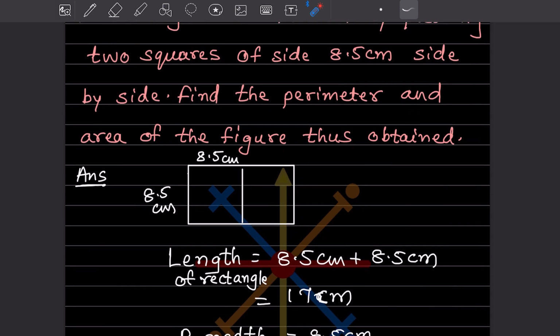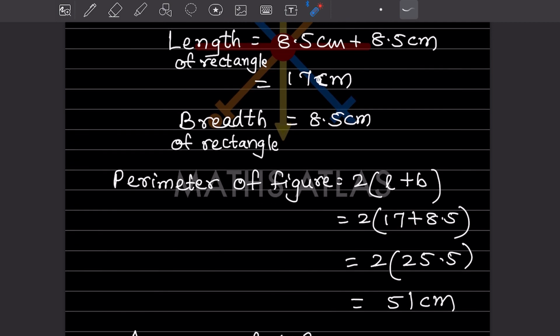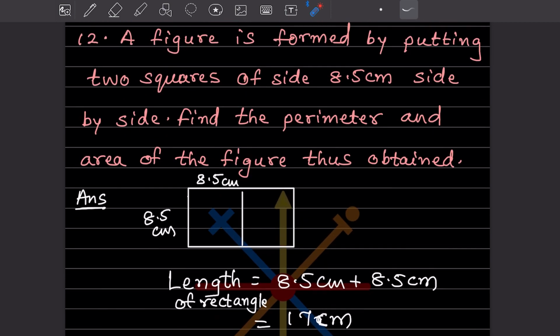Now first we'll look for the perimeter. Because it is a rectangle, the perimeter is twice into length plus breadth. The length we got as 17, so you are going to put 17 here and this is 8.5. When you add this, you get 25.5, and when you multiply by 2, you get 51. So the perimeter is done.